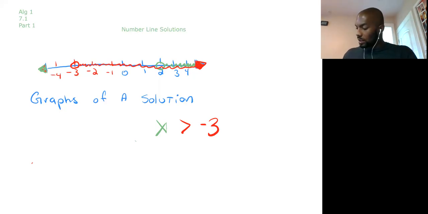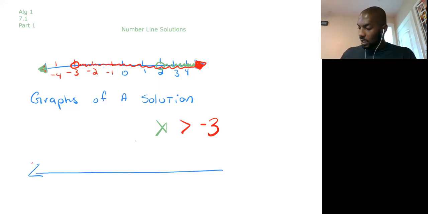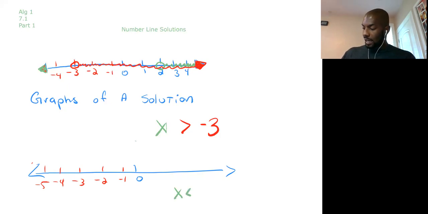Let me show you now what it looks like to have x is less than -3. Here's my number line again. Here's 0, -1, -2, -3, -4, -5. And here's my inequality. X is less than or smaller than -3.